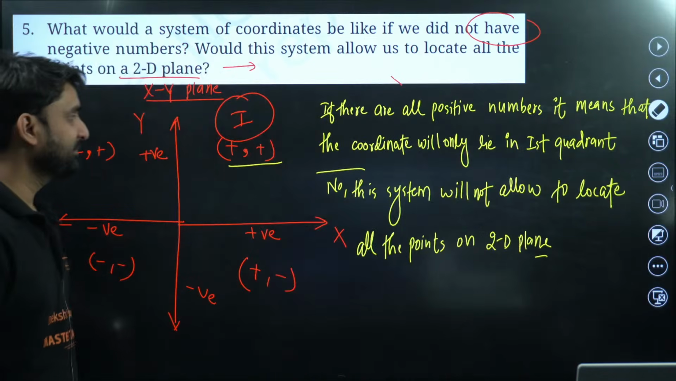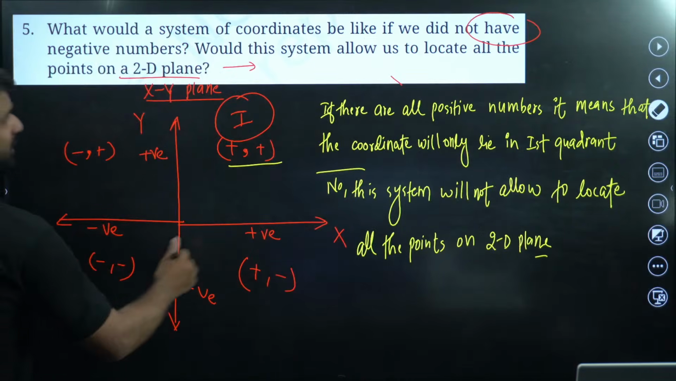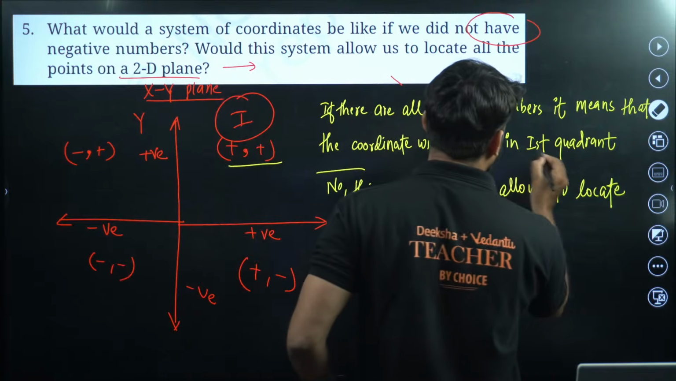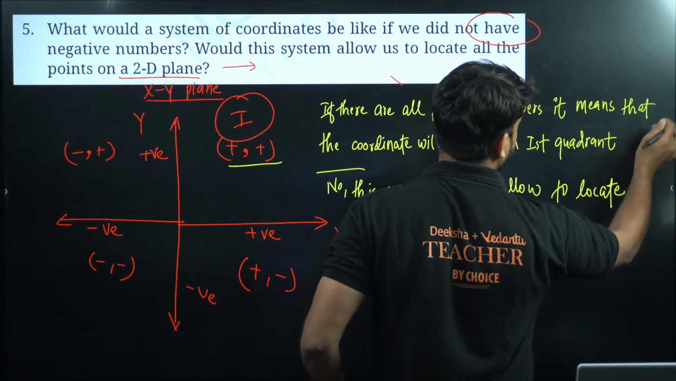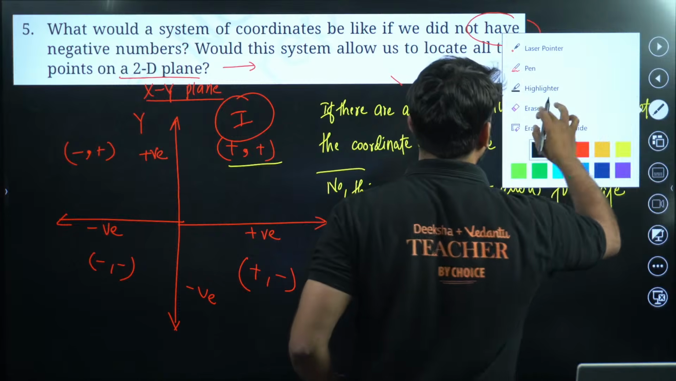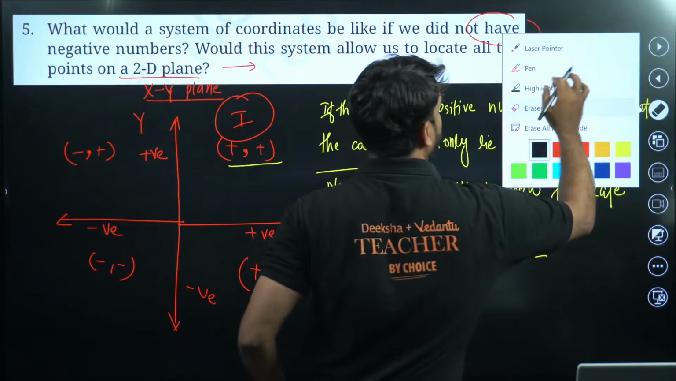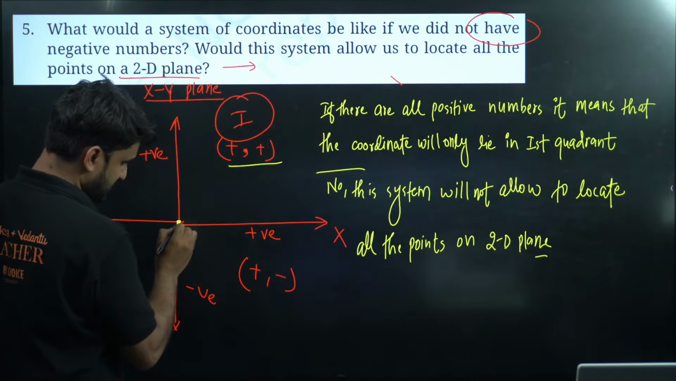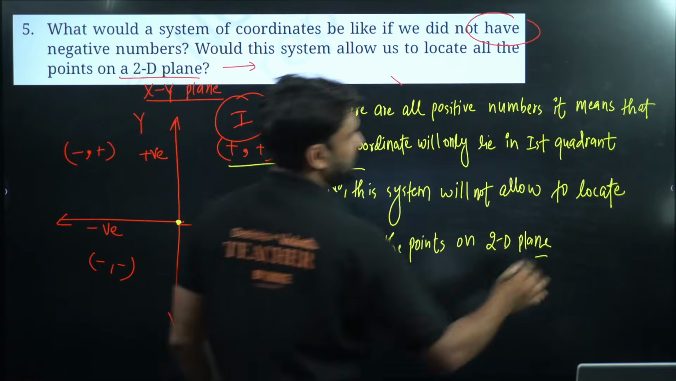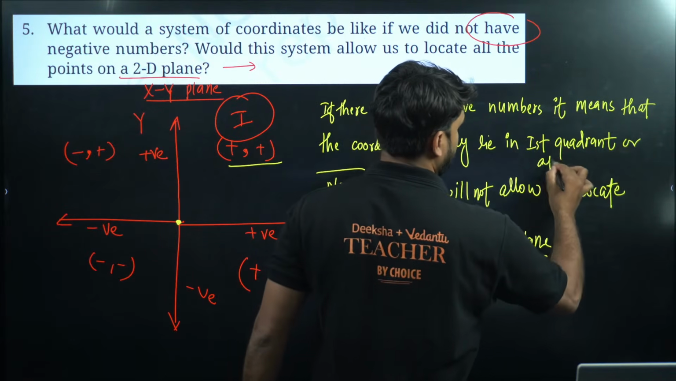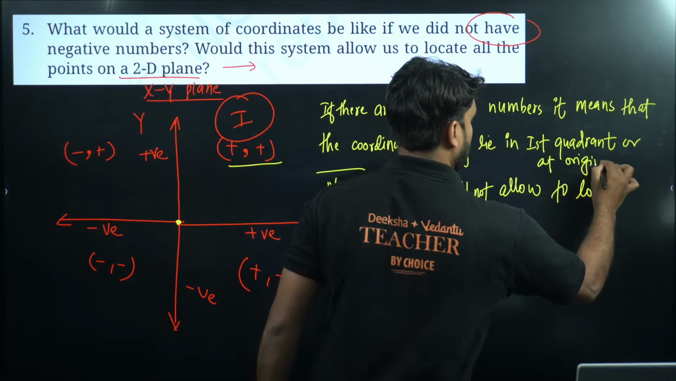Okay. Moving to next. So this will only lie in the first quadrant or at origin also, because origin is also positive. By the way, that is 0, but positive also. So this is the point here, origin or this. So, or at origin. Okay, moving to next.